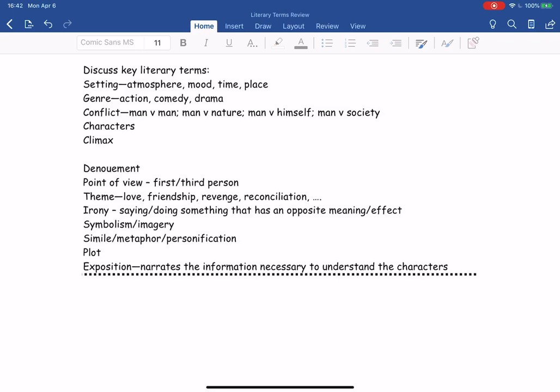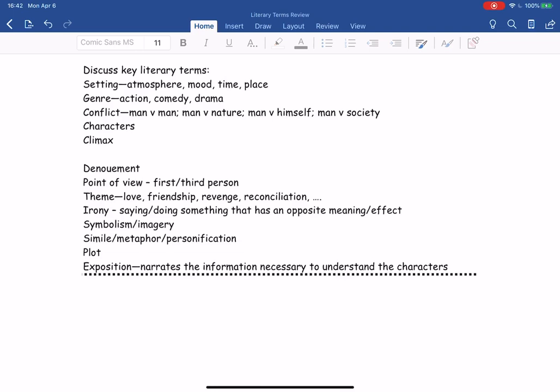Conflict means, where is the drama coming from in the novel? Where is the action coming from? Who's fighting each other, or what ideas are fighting each other? There are 4 main types of conflict that we find in literature. The first is man versus man. In man versus man, it's basically 2 human beings against each other.